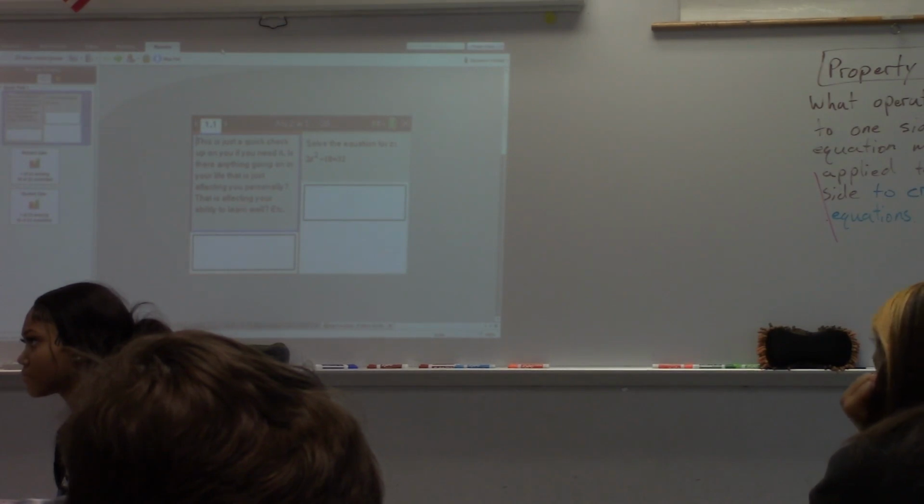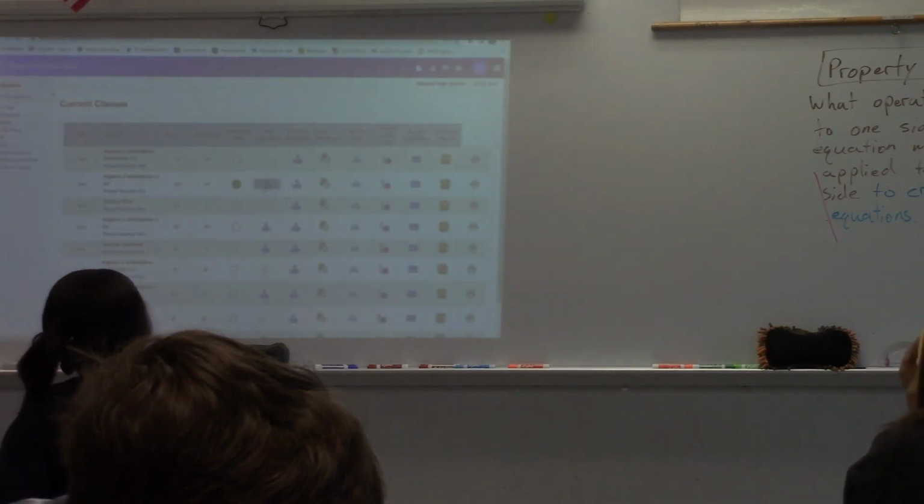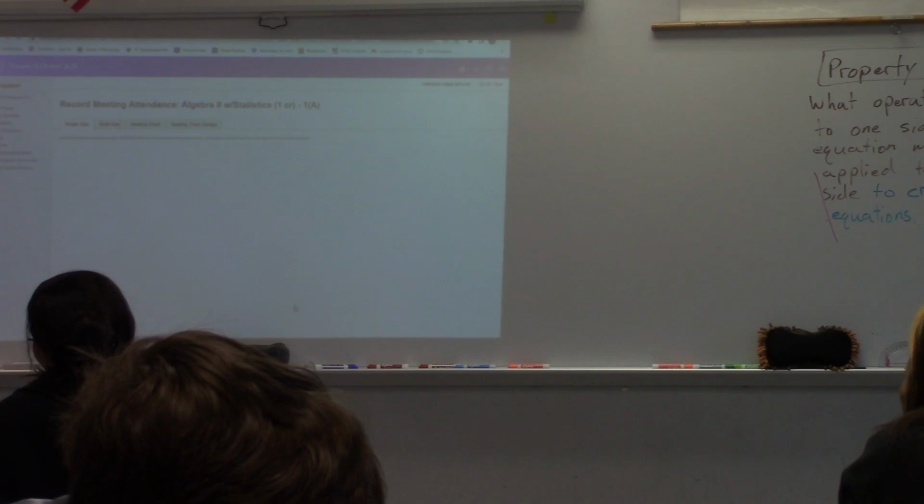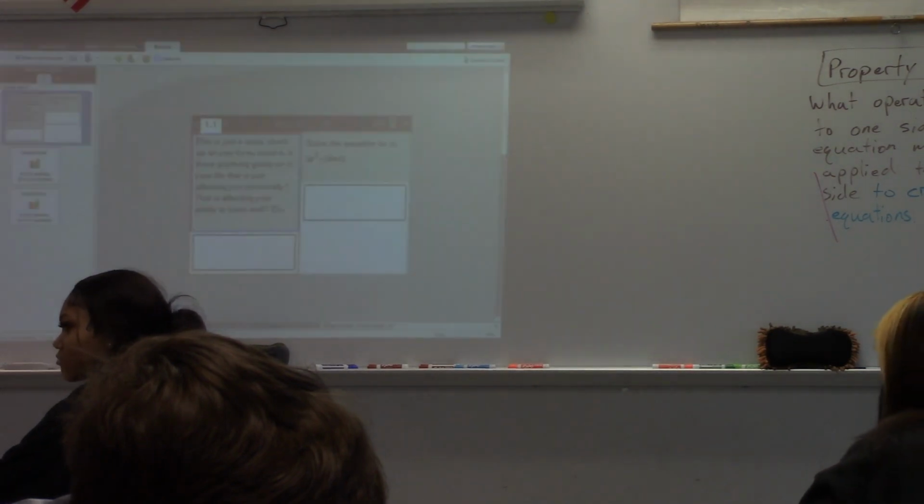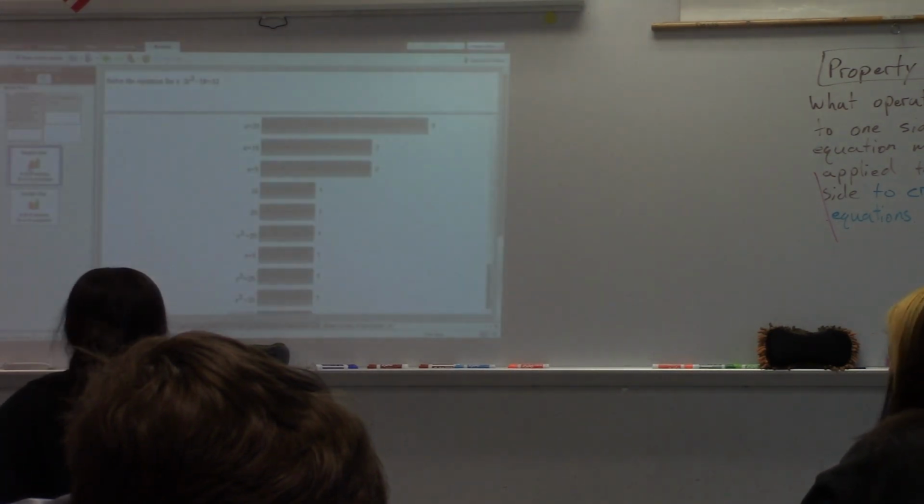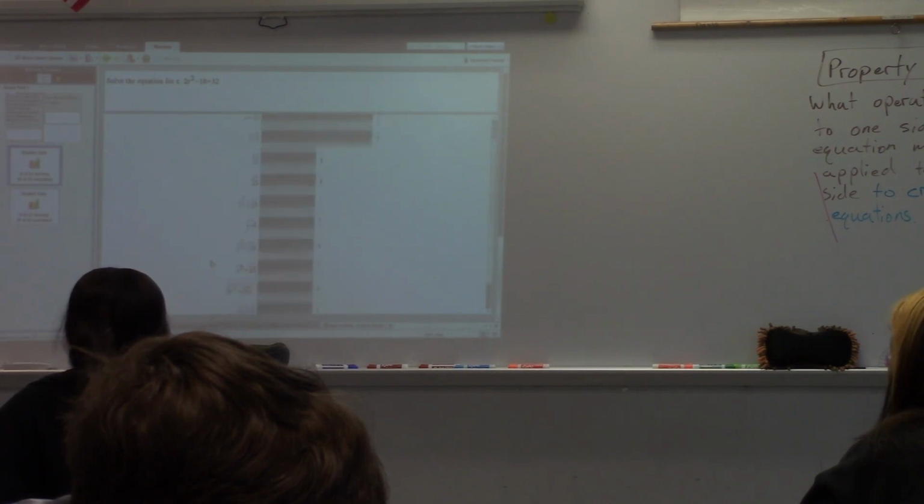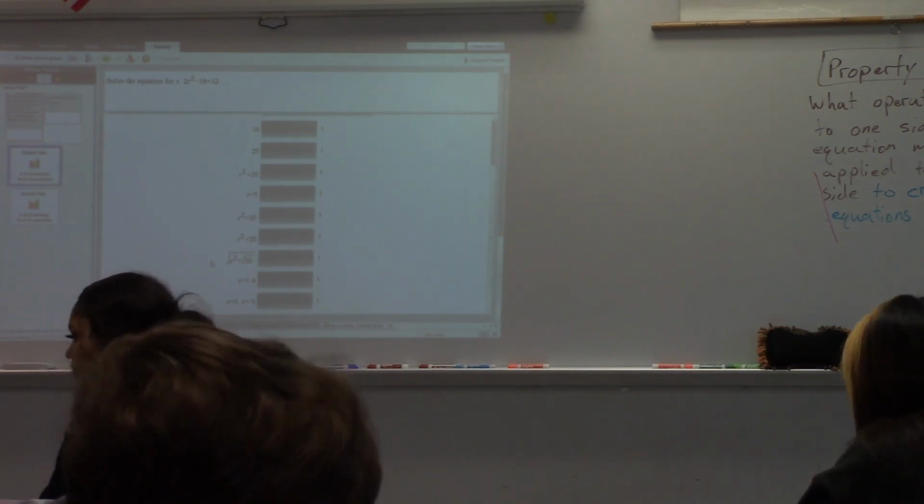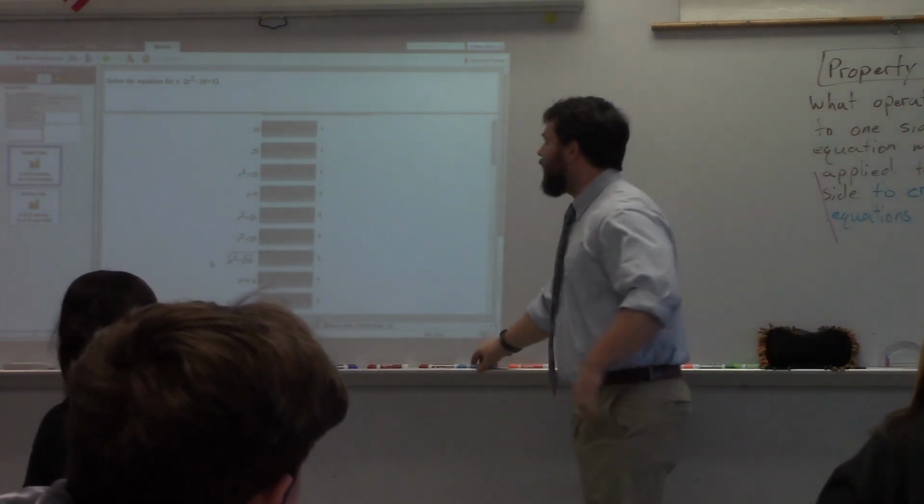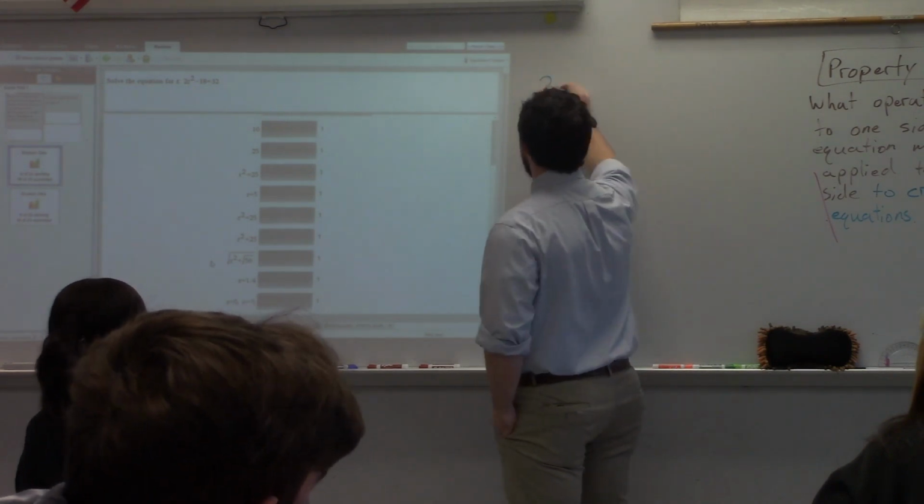Alright, so let's look at the bell ringer. Let me actually correct one thing. Alright. So, some of us got z equals 25, some got x squared equals 25. And so it looks like a lot of us got stuck at the z squared equals 25. Now, first off, I want to remind you.